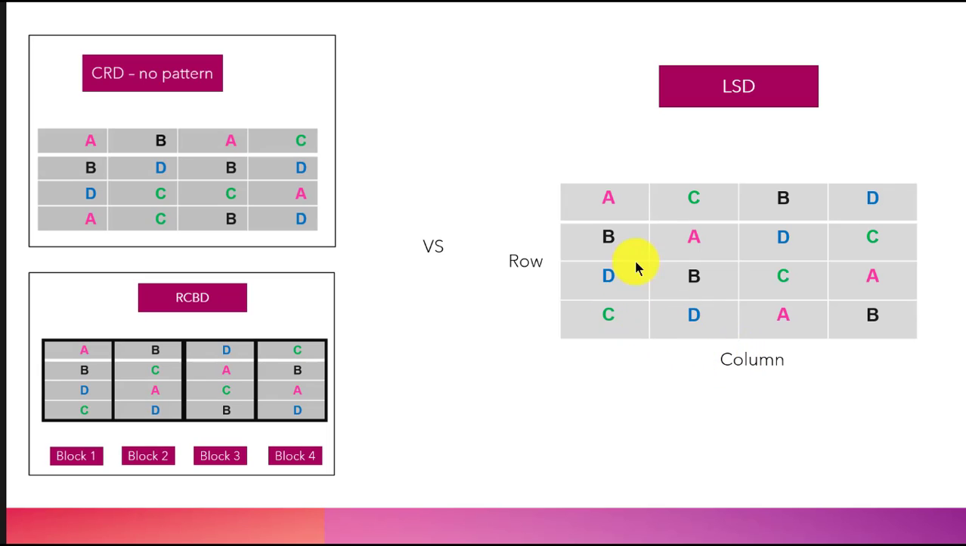And again column by column. This is column 1, and column 1 has A, B, C and D. Column 2, column 3 and column 4 each have A, B, C and D. So the only difference between RCBD and LSD is that LSD has double blocking, while RCBD has single blocking. LSD is basically the modified version of RCBD where you have double blocking. RCBD only had a block in one direction, either row or column, but LSD has blocks in both directions, both row and column.